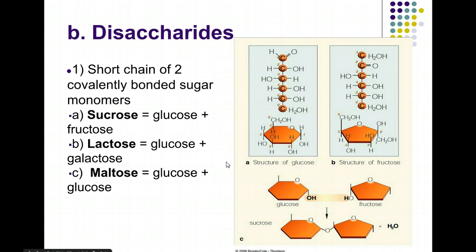Now, when I put monosaccharides together, I can form disaccharides. Remember, di means 2, so this is 2 sugars. Sucrose is a disaccharide made out of a glucose and a fructose. Lactose, like you find in dairy, is a disaccharide made out of glucose and galactose. And then maltose is made out of a glucose and a glucose. So these are 3 examples of disaccharides. So that's a polymer that we make out of the monomer, monosaccharides.